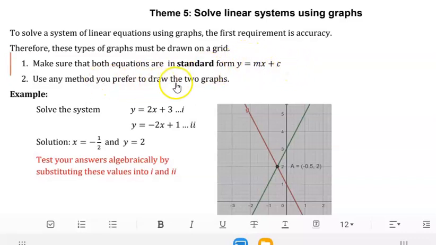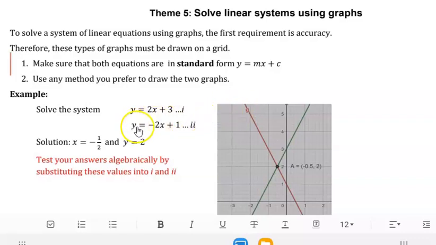So whatever method you use to draw the two graphs on the same set of axes, the main requirement is accuracy. If I look here at the two equations, the first one is y equals 2x plus 3, and the other one is y equals minus 2x plus 1. And if I want to solve that, I've already drawn it here.